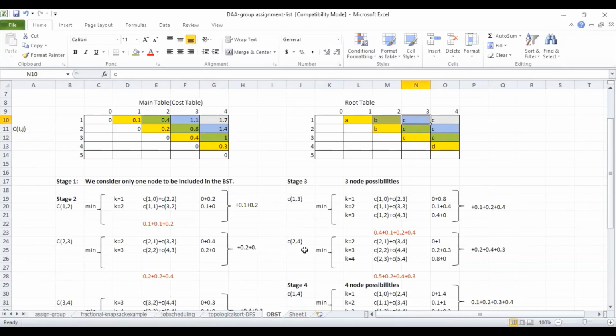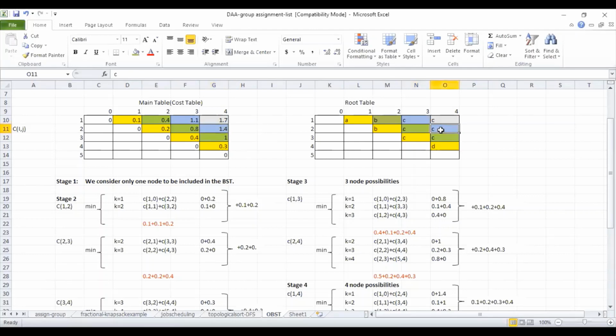So when we consider the case 2, 4, what are the node possibilities? In order, we would have 2, 3, 4 as the root node possibilities. So we repeat the same recurrence formula here. After solving the recurrence formula, we find that the minimum among them, this is 1, this is 0.5, this is 0.8, and hence we take up 0.5, which is the minimal value, and add along with the search probabilities, and we would end up with the value 1.4.